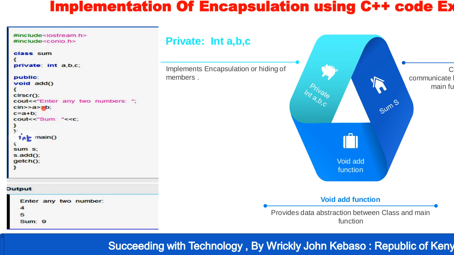So the two variables will be asked. The cursor will remain until you enter two values, which are numbers. Then we compute the result by addition of a and b, and we store it in variable c. And then finally, we display our result.